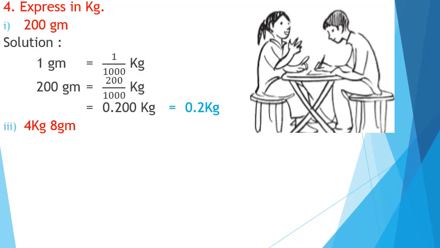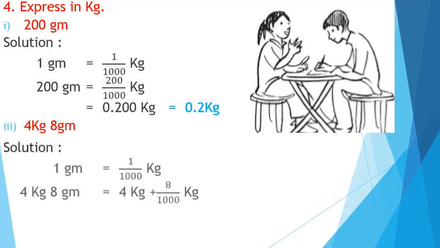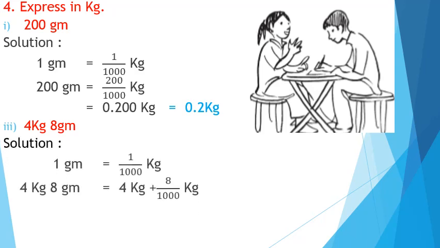Next is third question, 4 kg 8 gram. 1 gram equal to 1 upon 1000 kg. 4 kg 8 gram equal to 4 kg plus 8 upon 1000 kg. That is 4 plus 0.008 kg. That gives 4.008 kg.